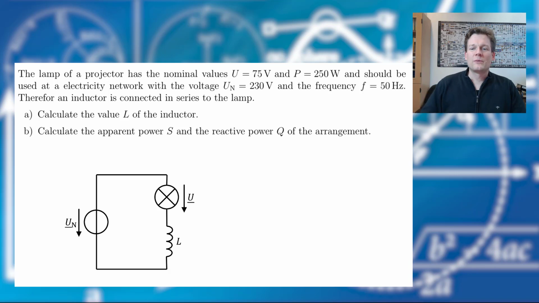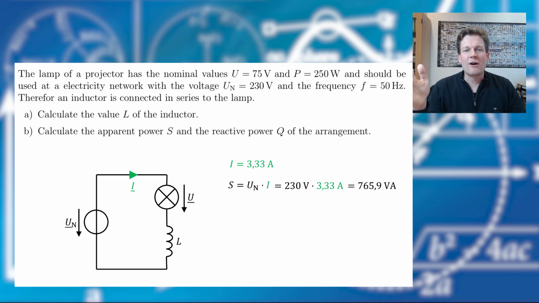Okay, and now we should calculate the apparent power and the reactive power of our circuit. Okay, we have the current, we have the total voltage from our net, and therefore the apparent power is just the absolute value of our net voltage times the absolute value of our current. And therefore it's this here.